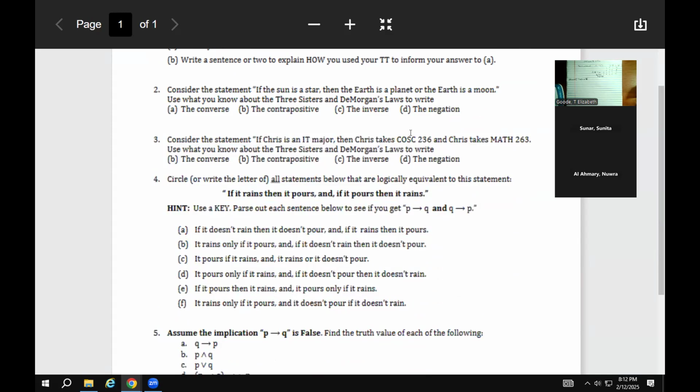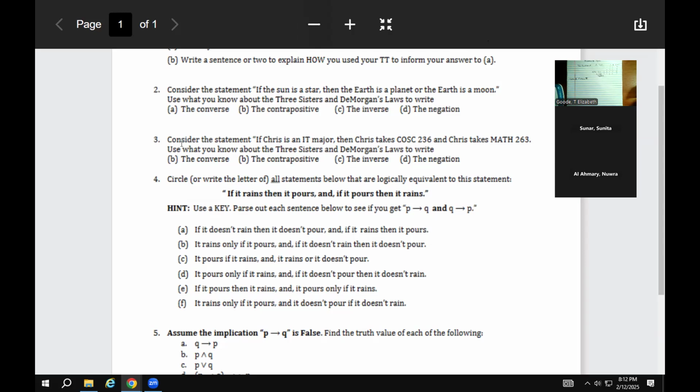So there is: if the sun is a star, then the earth is a planet or the earth is a moon. That's right. So the P will be P implies Q or R. Yeah, Q or R. So we have to write that like that also. I think it would help you.